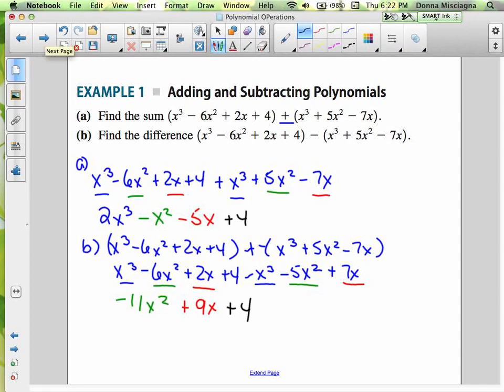And there we go. There we've subtracted the terms. Right? So the only difference between addition and subtraction is with subtraction, you need to remember to distribute the negative sign before you subtract.